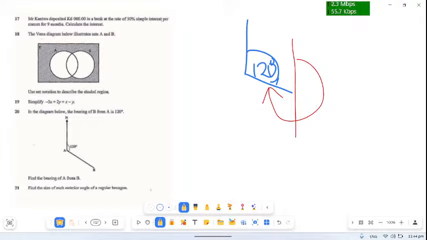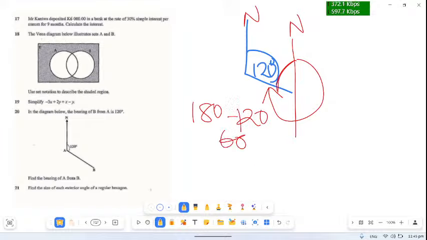Now to use the method I said, using angles on a point, we need to find the value of this angle. Remember here it's N and here it's N, so we are going to use the property of co-interior angles add up to 180. So we subtract 180 minus 120, which will give us 60. So 60 is the value of this angle.